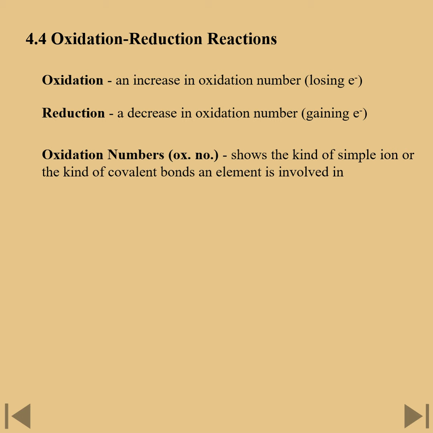We need to be introduced to oxidation numbers, and this is either the ion that our element would be in if it's in an ionic state, or the type of covalent bond that it's involved in, considering that the more electronegative element might have taken some of our electrons away. So essentially, it's the type of simple ion or the type of bond as if we had treated it like it was an ion.